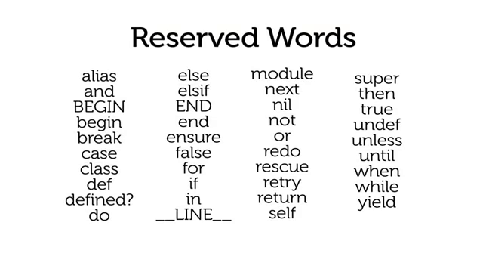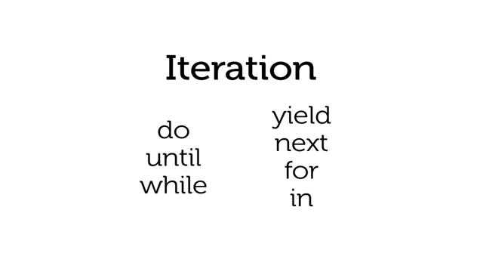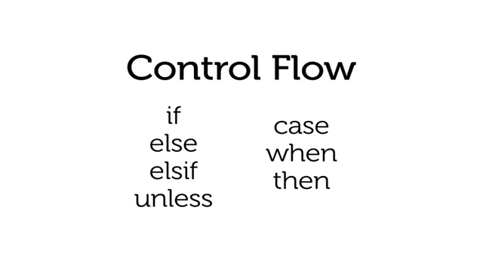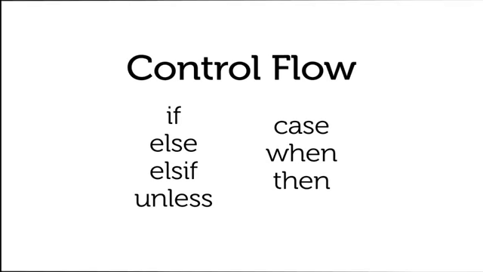Reserved words are a common feature of all programming languages. Ruby has over 40 of them. We can group reserved words into different classifications depending on what they do. We have reserved words that deal with iteration, such as do, until, while, yield, next, for, and in. There are reserved words that deal with control flow, such as if, else if, unless, case, when, and then.